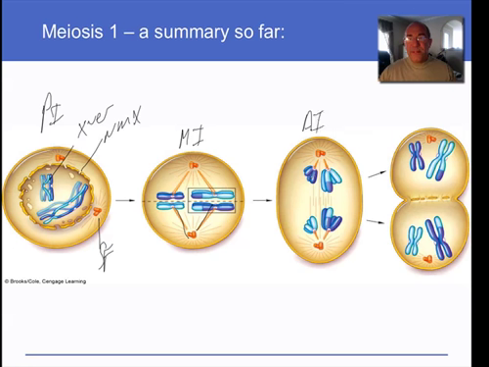Anaphase 1, we separate homologous chromosomes. So homologous chromosomes, one set goes one way, the other goes the other way. So this whole chromosome goes this way, this top one goes the other way, and here they are separating. Telophase 1, the reverse of prophase, followed by cytokinesis, which splits the cell in two.